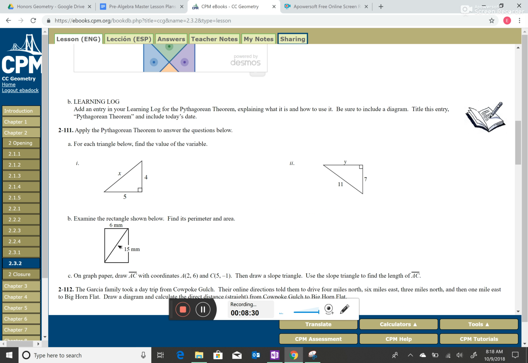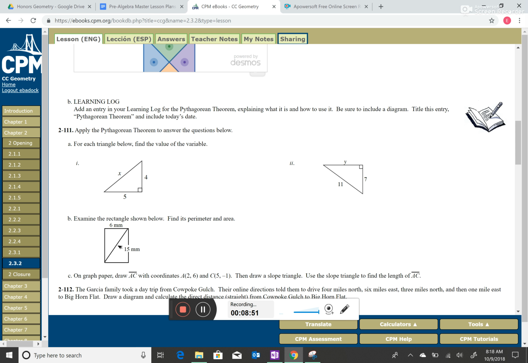I think a lot of you were trying to use it on Monday. We're really trying to use it on Tuesday, and then Wednesday you're taking your team test. So not a lot of time here to practice it and use it. But remember, the properties are it can only be used when you have a 90-degree angle, a right triangle, and your C is always your hypotenuse.